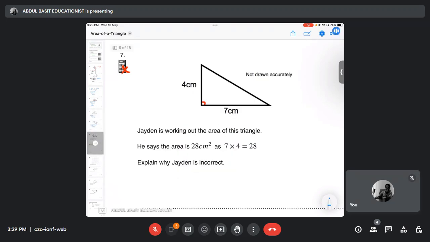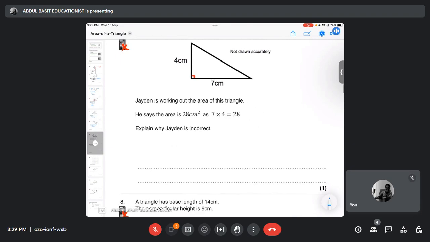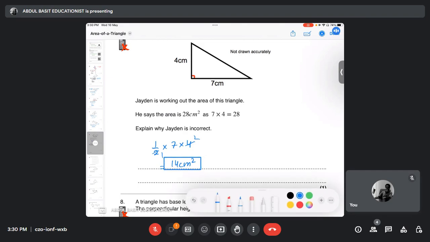Good job. Okay. Now in this question, they say that Jaden is working out the area of the triangle. He says the area of the triangle is 28 centimeters square. Explain why Jaden is wrong. Because area of the triangle is 1 by 2 times 7 times 4. So 2 ones are 2, 2 twos are 4. So 7 twos are 14 centimeters squared. Yes, sir. Is this clear?